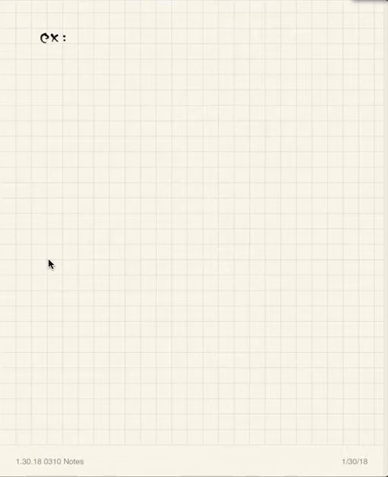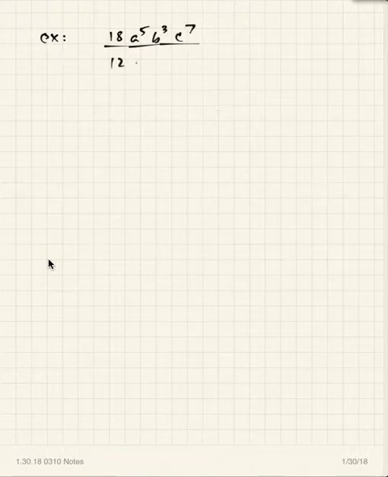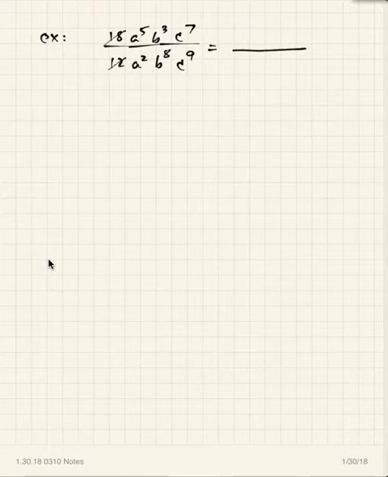Okay, so let's work another example that's kind of like that, and let's see how this works out. So let's say we have 18 a to the 5th b cubed c to the 7th over 12, let's say a squared b to the 8th c to the 9th, like that. So, you could go through here if you wanted to, certainly, and just divide out common factors between each of the like factors there. So like with the 18 and the 12, the common factor there is a 6, right? So 6 divides into 18 3 times, and 6 divides into 12 twice.